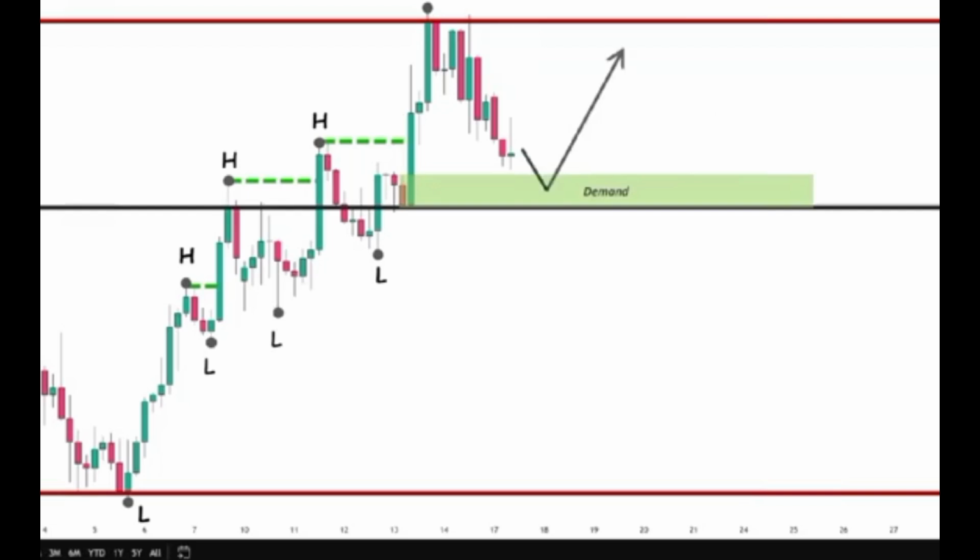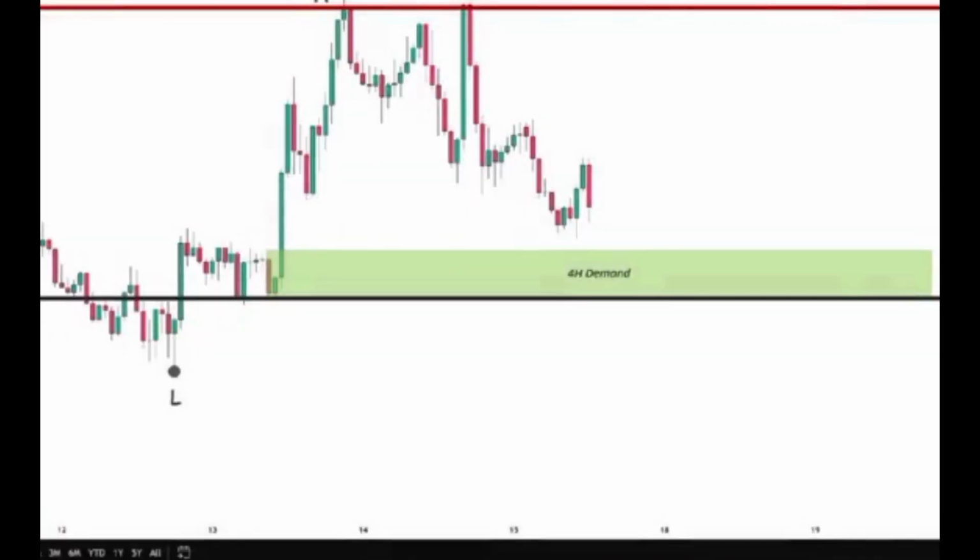To trade this 4-hour demand zone, we need to zoom into the 15-minute chart and look for confirmations when the price enters this area. But for now, let's move to the 1-hour chart because it's the main time frame we trade. Here on the 1-hour chart, we do not have a clear trend.